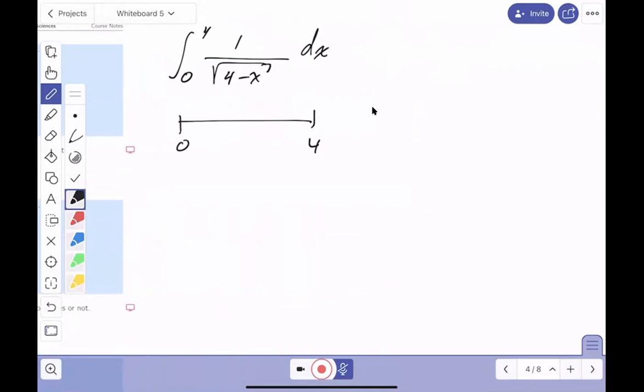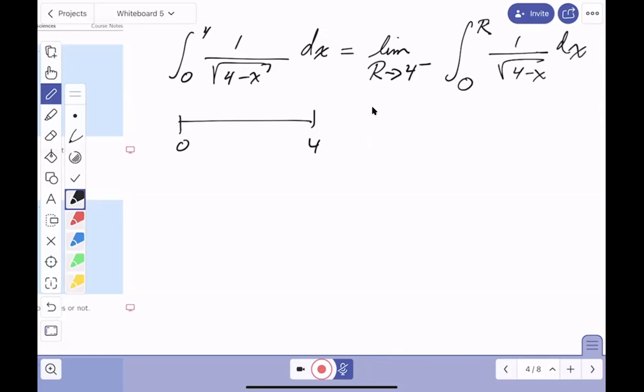So the first thing I realize is this is improper because if I put a 4 there, I would have division by 0. So I have to put down limit as r goes to 4 from the left side, 0 to 4. I'm sorry, to r. I didn't mean to say 4. And then it's going to be this over here. Well, I think you get the idea what I'm going to do now. And what I'm going to do now is, again, a little eraser out. I can erase that number line. I don't really need it anymore.